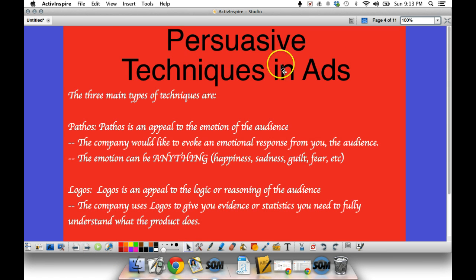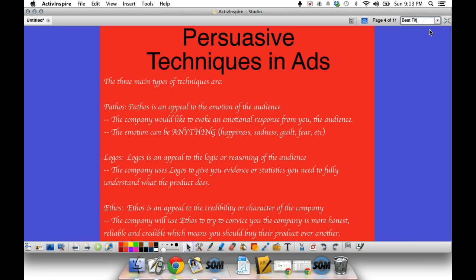All right, so I have to go back up here. There are three main types of techniques that are usually used in persuasive ads. These are the main things that you would learn in rhetoric. These are the first three. The first one here is pathos. This is what you should be taking notes on. Pathos is an appeal to the emotion of the audience.